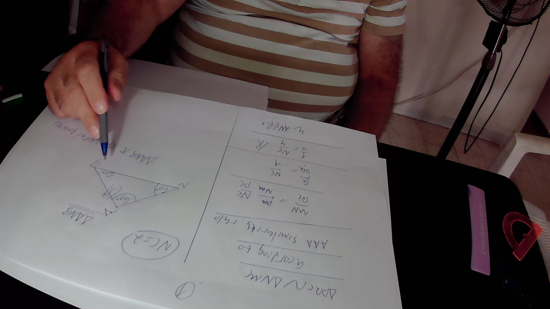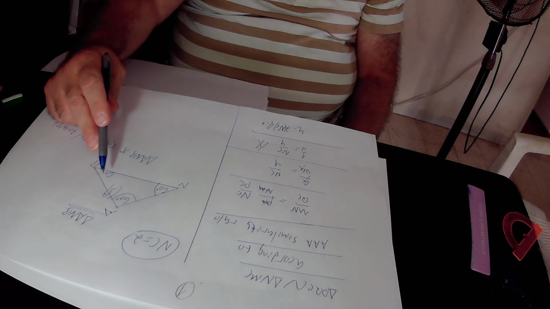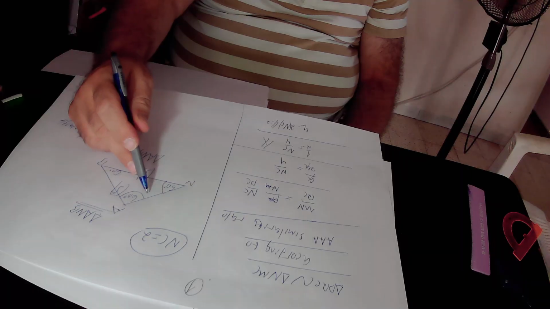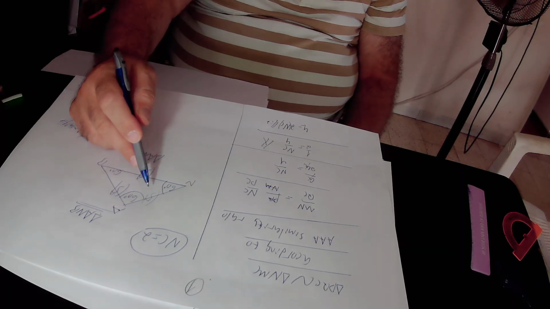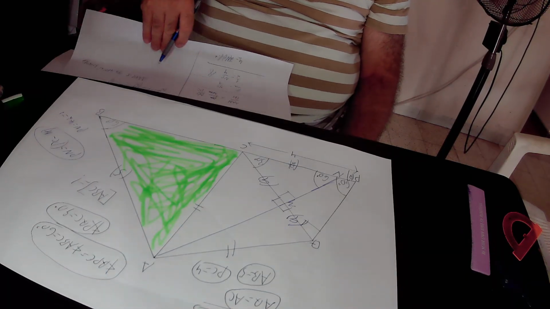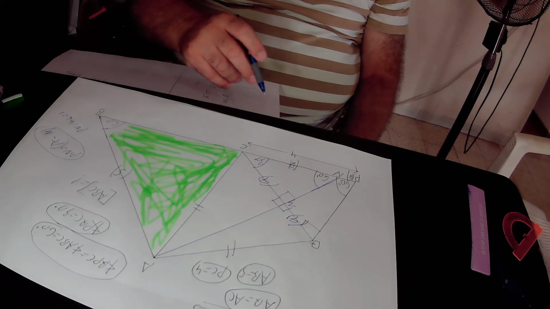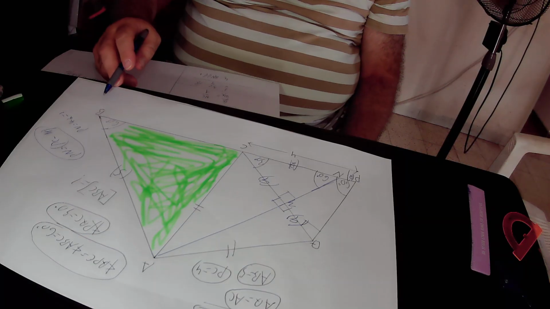That is to say, all of its sides are equal to each other. So AB equals 5, and NB also equals 5, and AN equals 5.